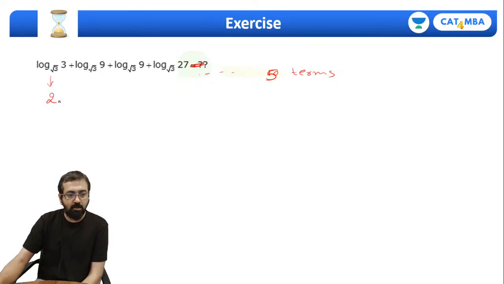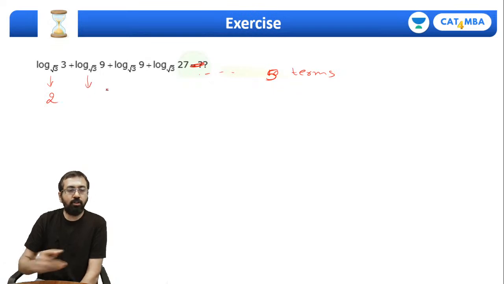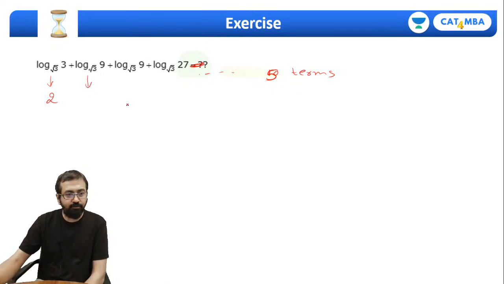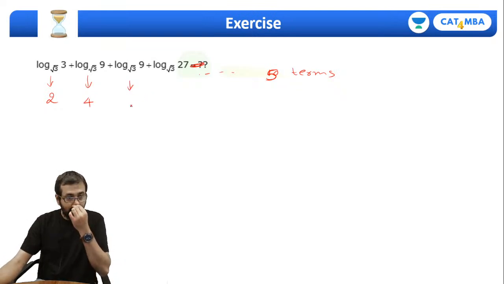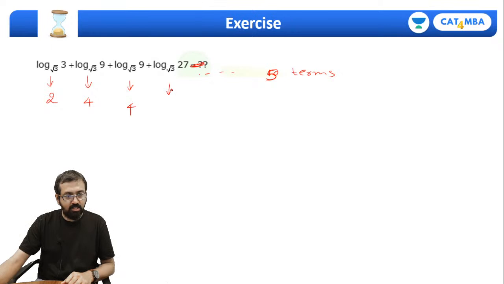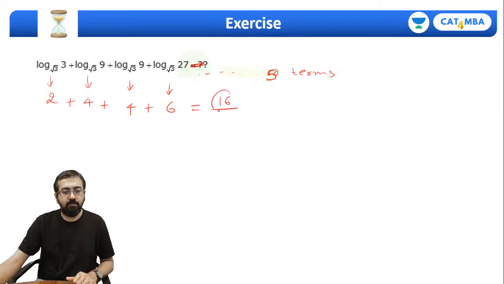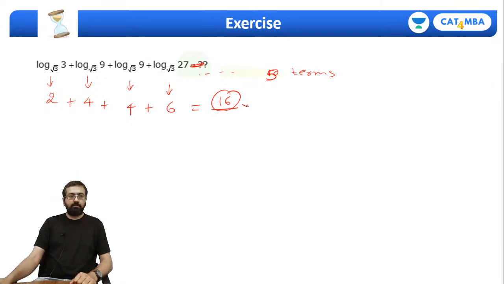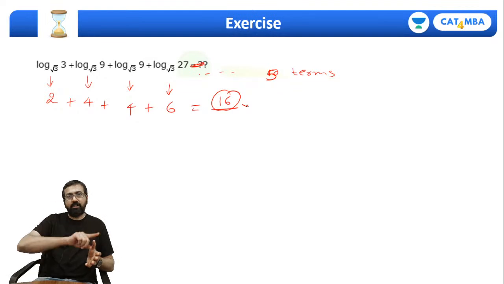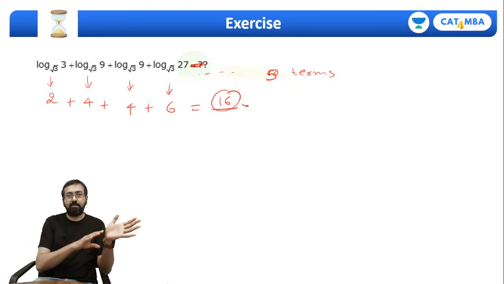See, this value will come out to be 2. This value, if you check, will come out to be 4. Then this value will come out to be again 4, and this will be 6. So the answer is 2 plus 4 plus 4 plus 6. That's your answer, right? So it will be 16. Simple, very simple. Now, how did we write these values? We have already discussed that earlier. In case you missed that part, please watch this video once again.